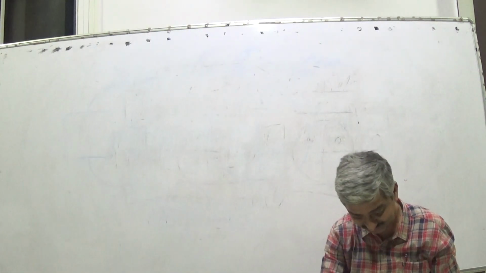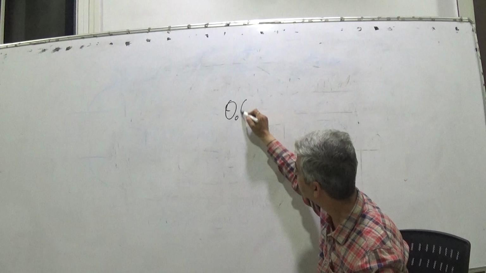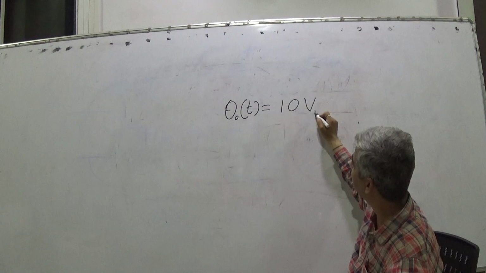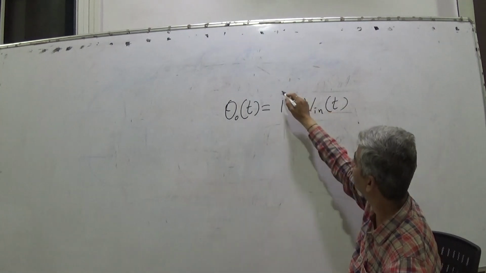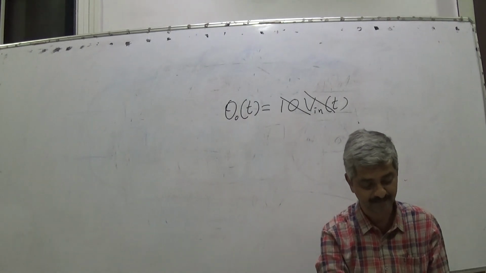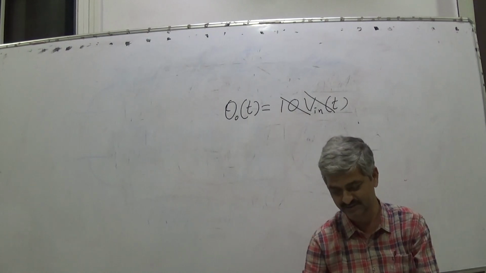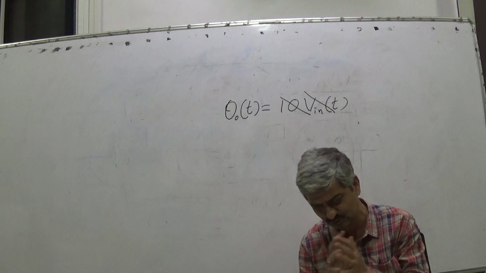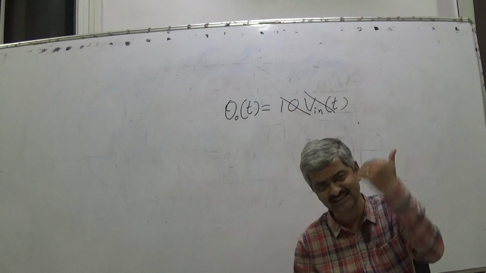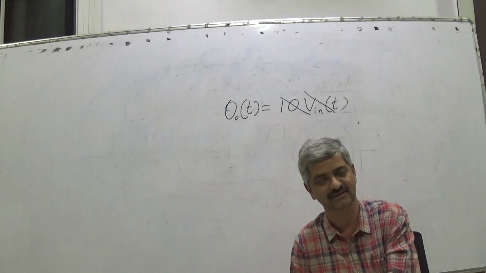But somehow this θo(t) equal to 10 Vin(t), which I wrote, is not possible because of the cause-effect relationship. If this is not possible, then what is possible? It's a very interesting question, and if you are able to think on this question in detail, the entire subject is thinking on various aspects of this question.